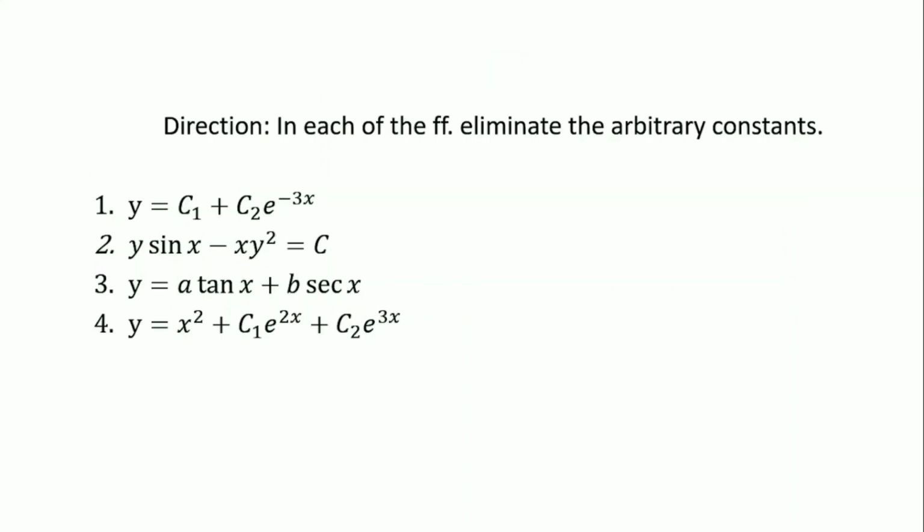In each of the following, eliminate the arbitrary constants. So, number one, if you have y is equal to c sub 1 plus c sub 2 e raised to negative 3x. So for number 1, you have two arbitrary constants, which are c sub 1 and c sub 2. So in this example, you need to differentiate up to the second derivative.